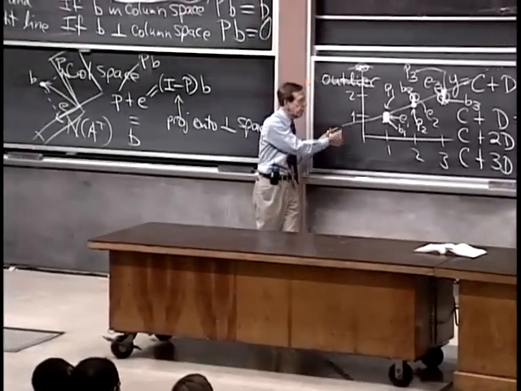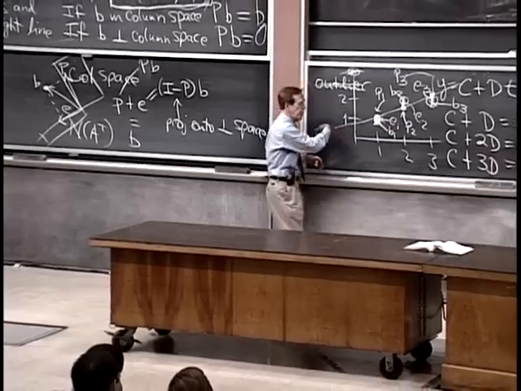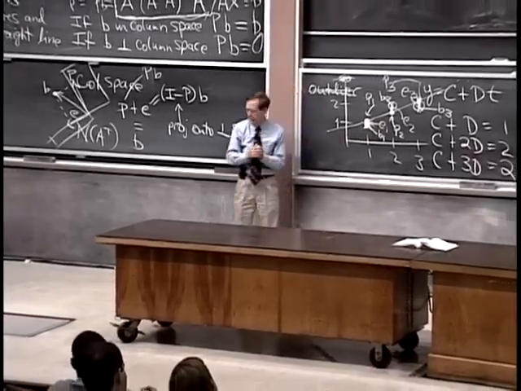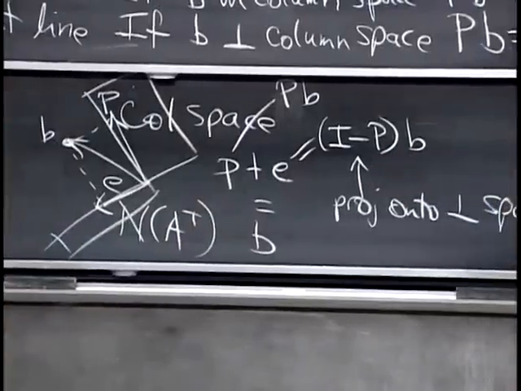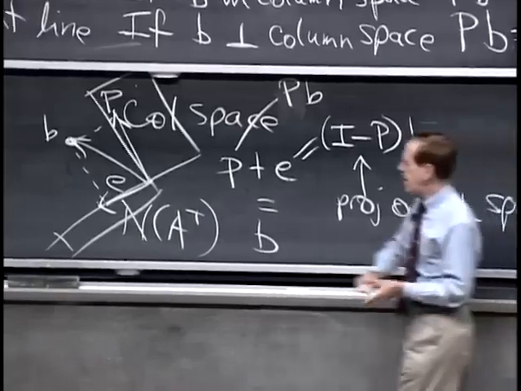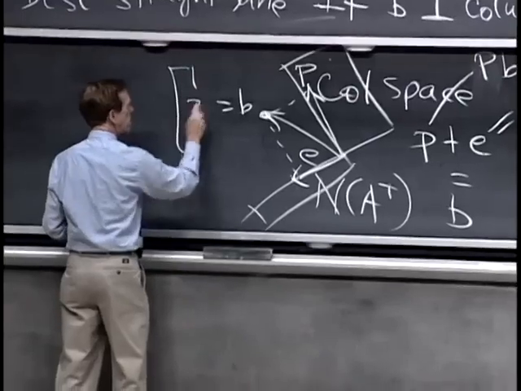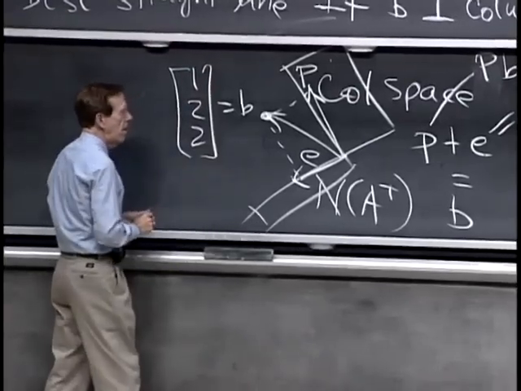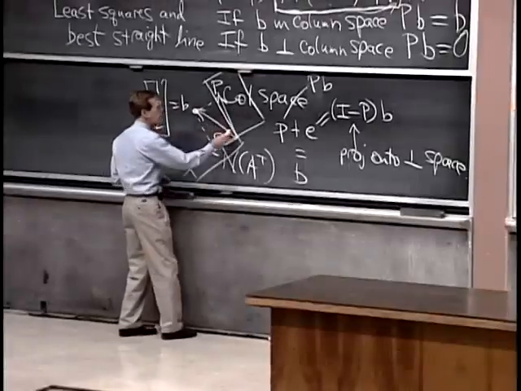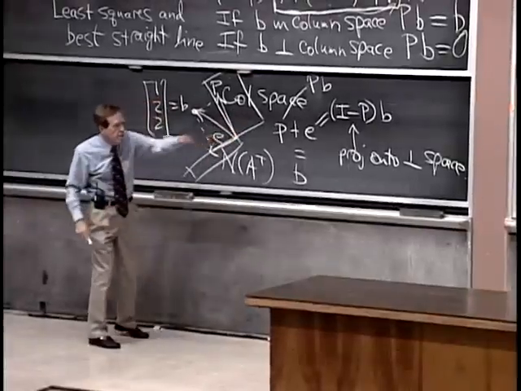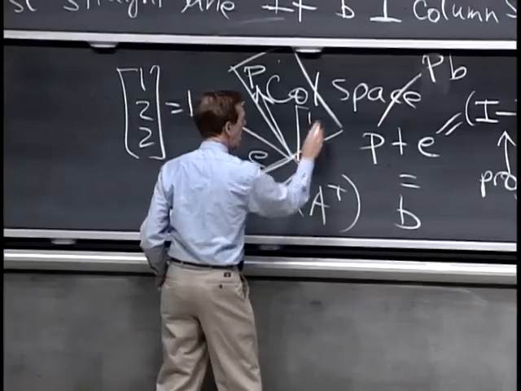See, I've got the two pictures. Here's the picture that shows the points. This is a picture in a blackboard plane. Here's a picture that's showing the vectors. The vector B, in this example, is the vector 1, 2, 2. The column space is spanned by, you see A there, the column space of the matrix 1, 1, 1, 1, 2, 3.